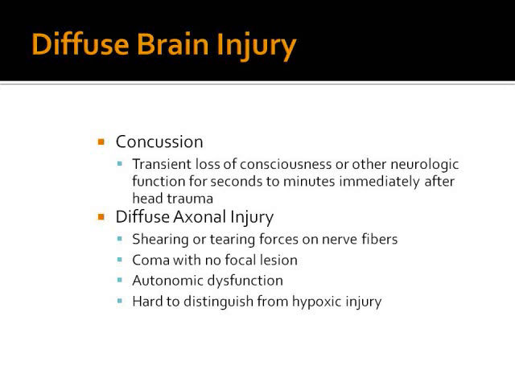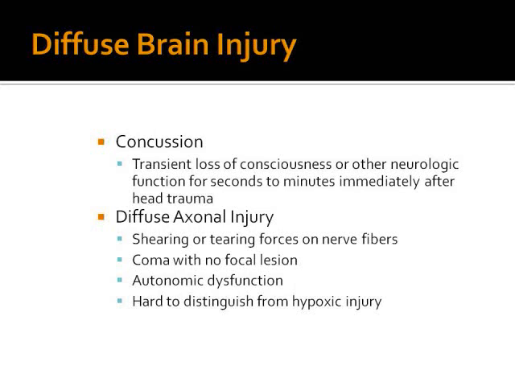And a worse condition, which is quite common in severe head injuries, is diffuse axonal injury, which results in shearing and tearing forces on nerve fibers, and you might get coma with no focal lesion. There's usually also autonomic dysfunction, and it is usually hard to distinguish from hypoxic injury as a result of not attending to a comatose patient early enough.